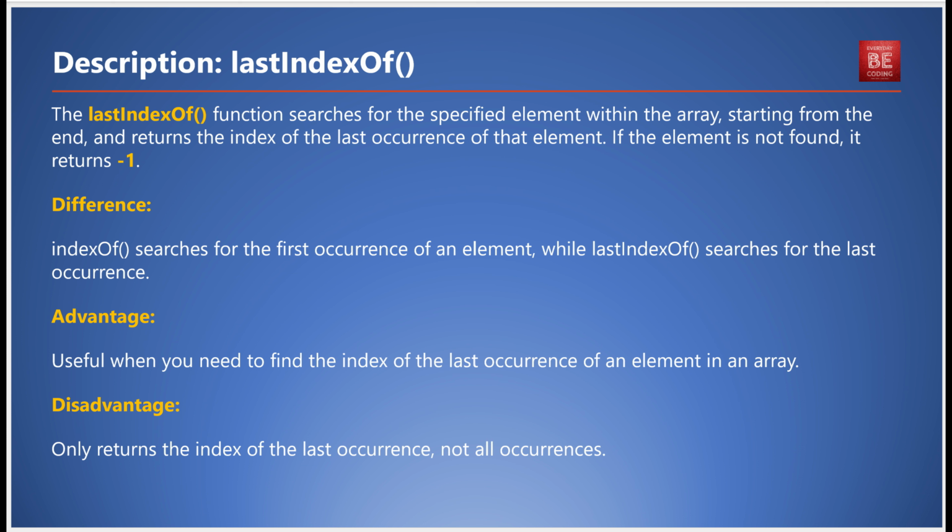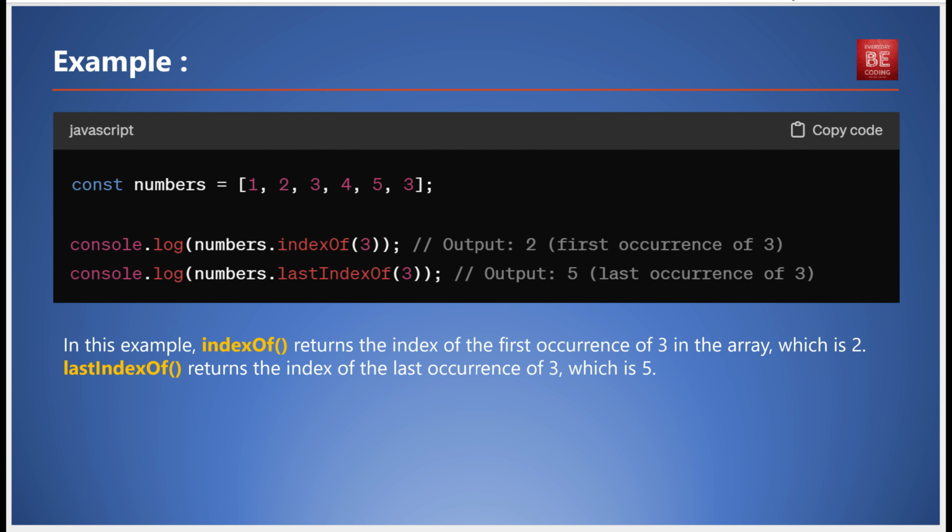However, like IndexOf, it only returns the index of the last occurrence, not all occurrences. To illustrate this, consider an array of numbers. If you use IndexOf 3, it returns 2, which is the index of the first occurrence of 3. However, if you use LastIndexOf 3, it returns 5, which is the index of the last occurrence of 3.